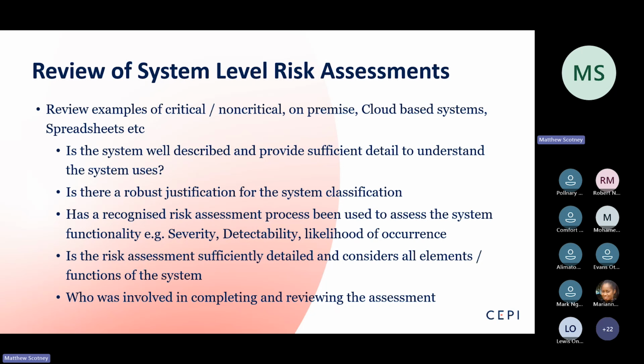So if the computer system listing has one line, here we're looking for a much more detailed justification. We're looking for the use of recognized risk assessment processes. From a pharmaceutical point of view, the risk management process brings multiple tools alongside it. Severity, detectability, and likelihood of occurrence is one of these tools that you can utilize. And again, in the backup information at the back of the presentation, there's a risk management process that you could be utilizing for computer system validation.